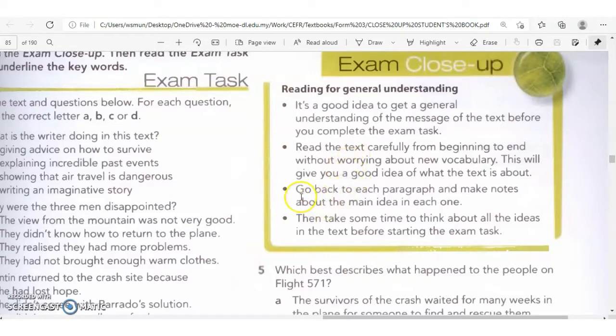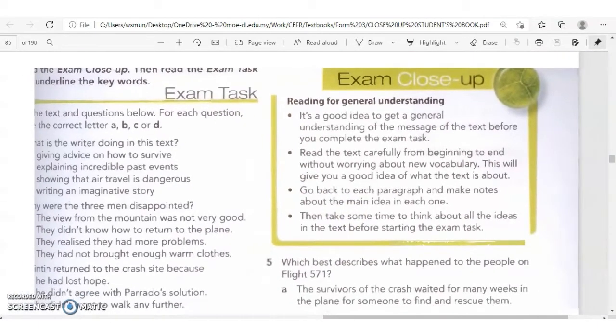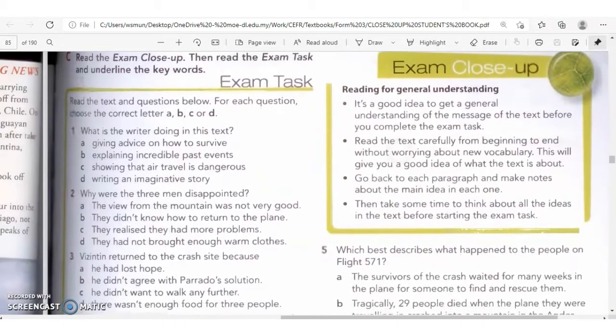Alright, the next tip, go back to each paragraph and make notes about the main idea in each one. So when you read each of the paragraphs, you need to get the main idea first. Then take some time to think about all the ideas in the text before starting the exam task. So when you have a general understanding of the text, it will be easier for you to go into the detail to answer the exam task.